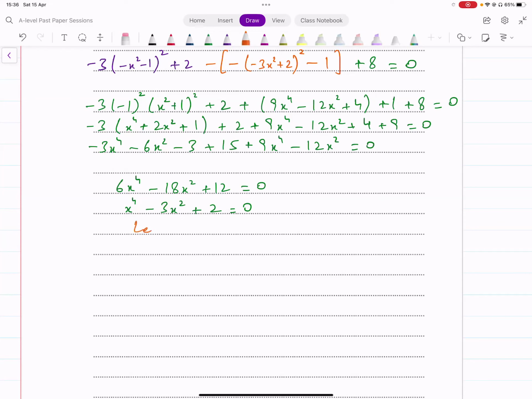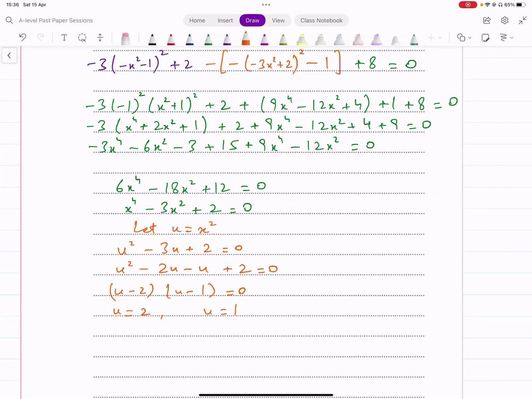That's your choice. But if I use a substitution, I could say let u equals x square, and that will make it a quadratic like this: u square minus 3u plus 2 equals 0. Now, can we factorize this? It turns out we can, because it becomes u square minus 2u minus u plus 2 equals 0. And the factors turn out to be u minus 2 into u minus 1. So u either equals 2 or u equals 1.